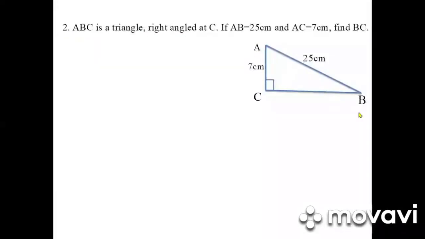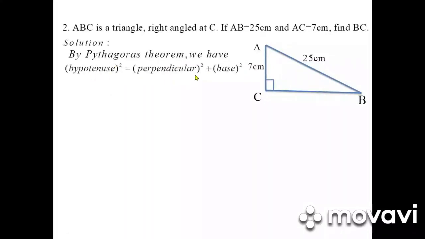Question number two. ABC is a triangle, right angled at C. If AB is equal to 25 centimeter and AC is equal to 7 centimeter, find BC. Here we have to find the length of the base, BC. By Pythagoras' theorem, we have hypotenuse squared is equal to perpendicular square plus base square. Here the hypotenuse is AB and the perpendicular is AC and the base is BC.